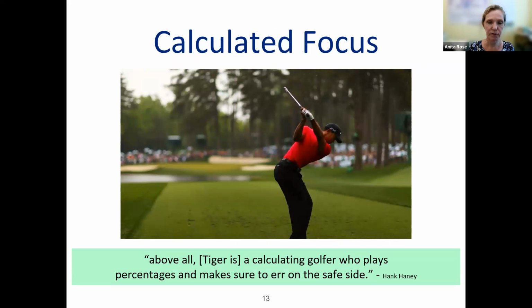Calculated focus. So here, Tiger Woods, certainly, again tying into the last module, he was very disciplined in repetitive work, right? And so he's a calculating golfer who plays percentages and makes sure to err on the side of safety, according to Hank Haney.